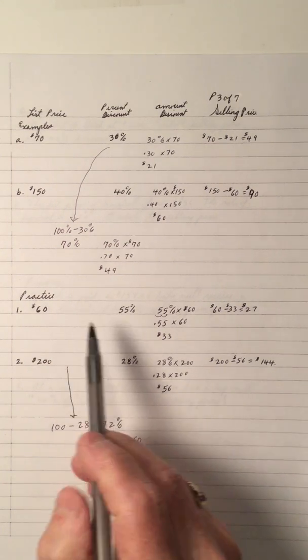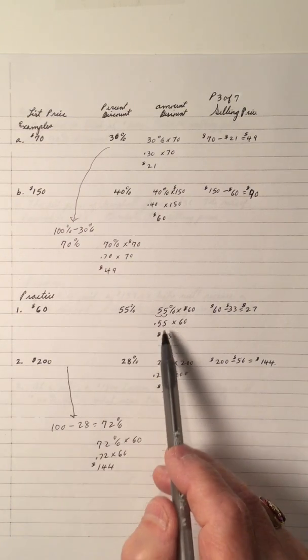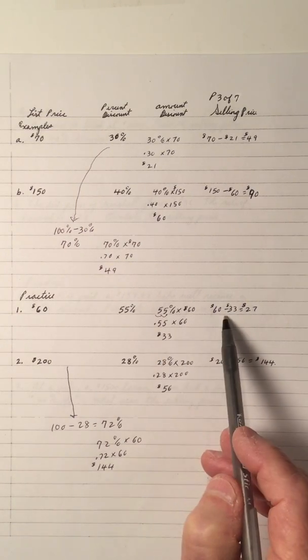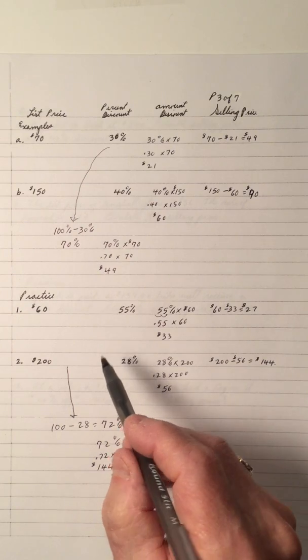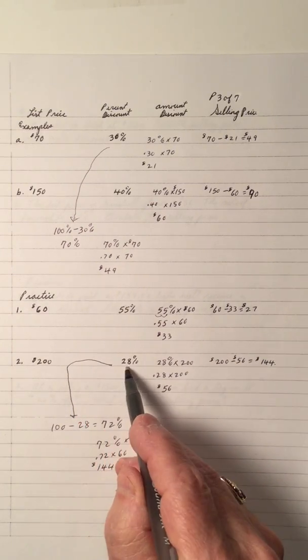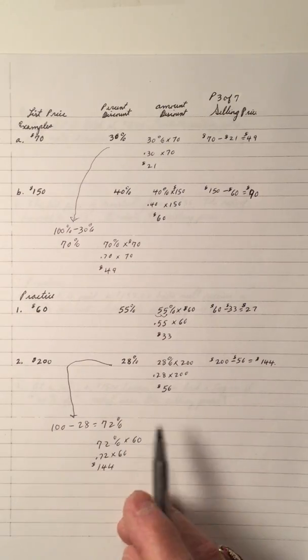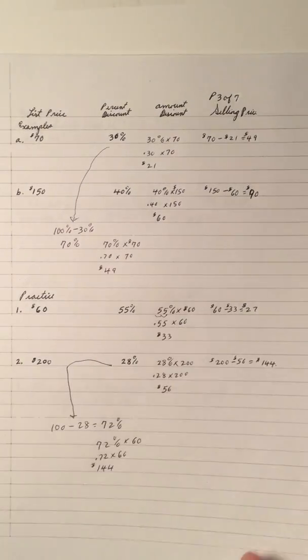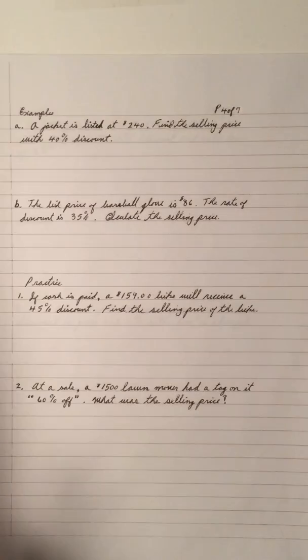So again, 2 ways to do it. Work out your discount in dollars and subtract, or subtract your percent and then multiply your percent. Just different style. It's up to you which way you want to do it.